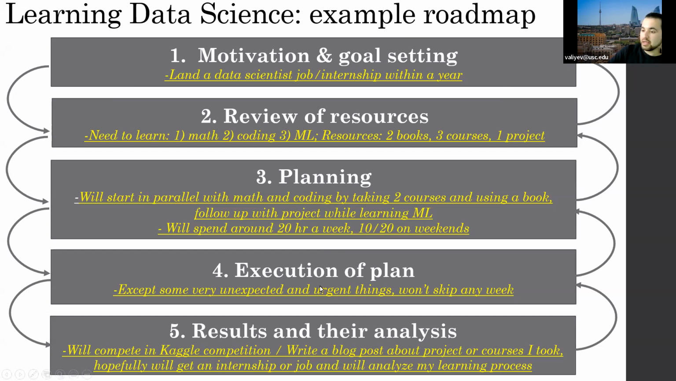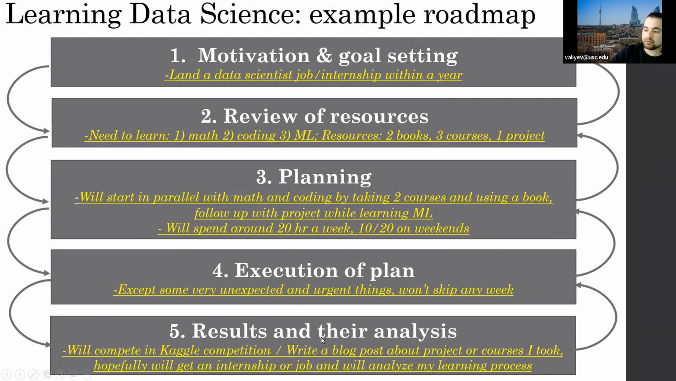Execution. So again, you accept some unexpected and urgent things. You make a promise that you won't skip any weeks, because if you keep skipping weeks for not very urgent reasons, you will do it again and again. And if you miss some weeks, you have to try hard to compensate. If you haven't spent 15 hours or 10 hours in some week, you should do your best to spend 30 hours next week, eliminating some fun stuff or not very important stuff, so that you're always on the plan.